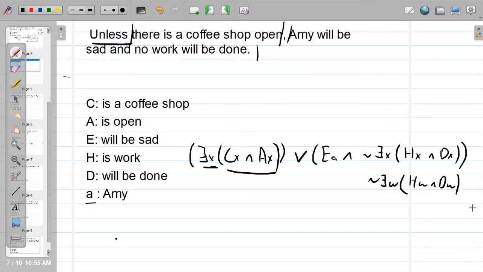Okay. And now we'll do the universal form. No work will be done. So for all, we'll do W again. For all things in the universe, if that thing is work, then it's not the case that it will be done. Very strong claim. Amy's sadness has caused all work in the entire universe to cease. Amy is a god. But nonetheless, that's what the sentence said.